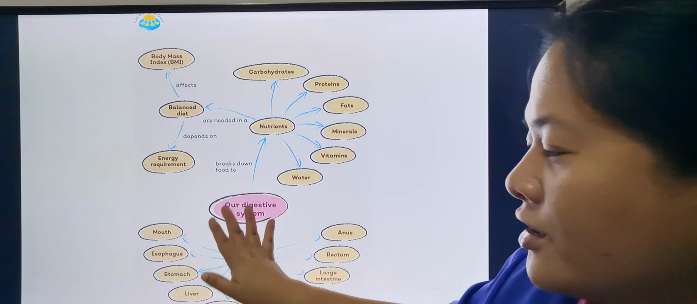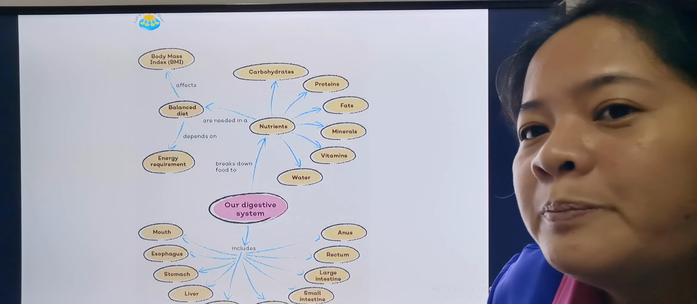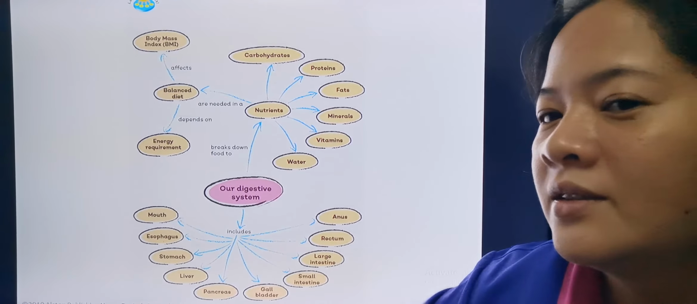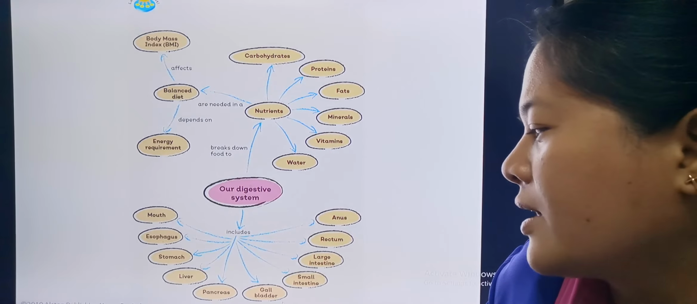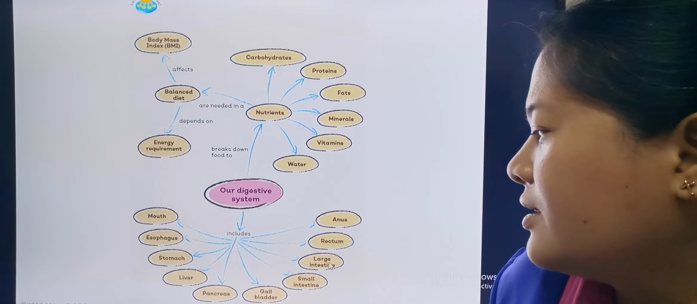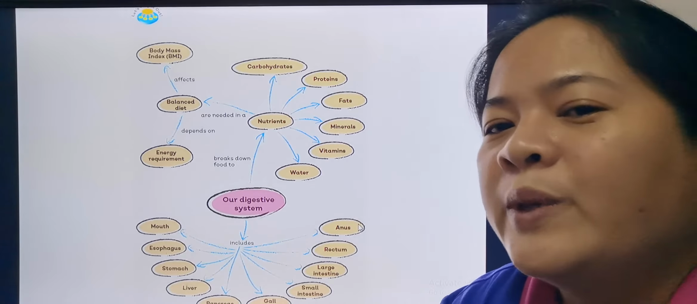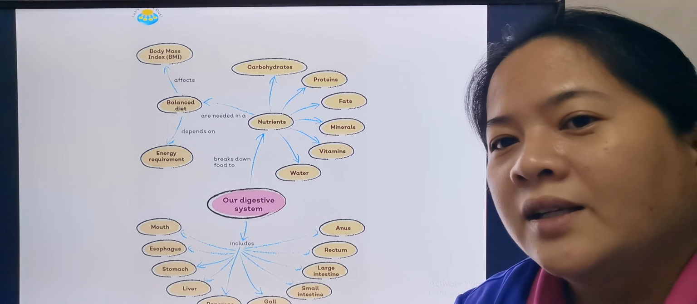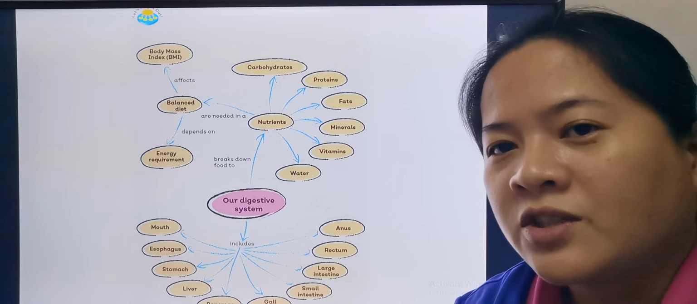And then we have to understand about the energy requirement and the body mass index or BMI. Okay, with regards to digestive system, you have to understand the different organs. We have the mouth, esophagus, stomach, liver, pancreas, gallbladder, small intestine, large intestine, rectum, and anus. So I hope you understood everything we have studied for Unit 1 or Chapter 1, Nutrition and Digestion.